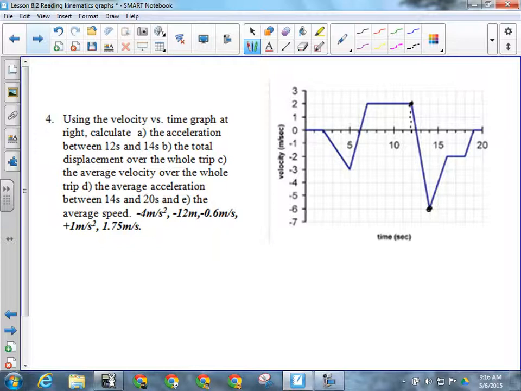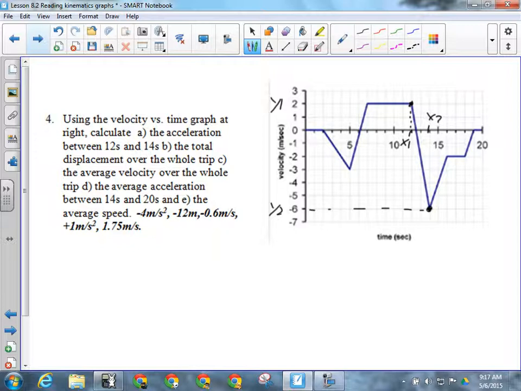Oh, we just wrote it down. I need to calculate its slope. Remember, acceleration is how quickly I change my speed. How quickly I change my speed is the change in speed, y2 minus y1, over the change in time. That would be x2 minus x1. The slope of that line.